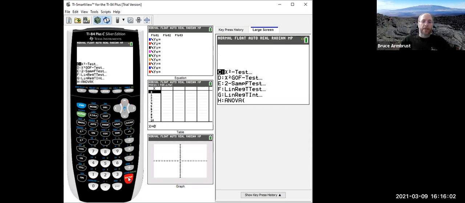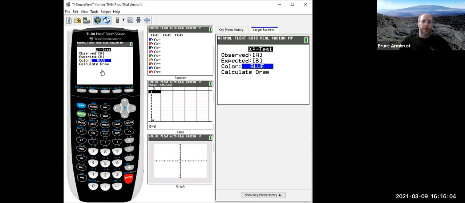Now, when you do the chi-square test, it's going to ask you for your observed matrix. All right, well, we put that in A, so it's going to know that that's our observed matrix. Now, the second line here where it says expected, you don't have to create the expected matrix. It will do that for you. And so what it's going to do is actually store that in B.